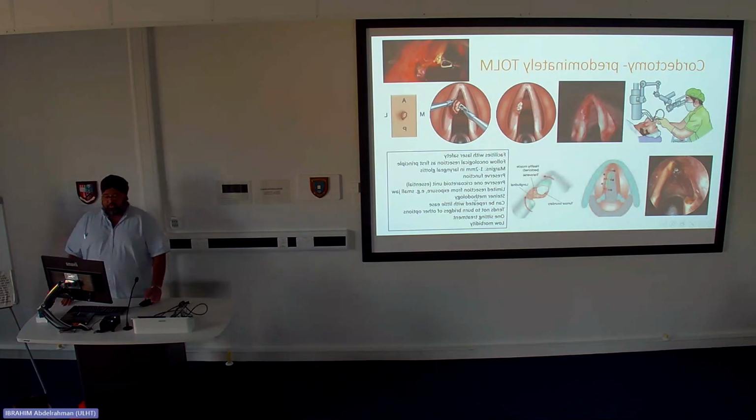Yeah. So, what do you need for all this to be? You need facilities with laser safety. You need to follow your oncological resection firstly. Aim for a couple of millimetre margin. Preserve function. You must preserve one cricoarytenoid joint. You want to be wary of difficulty of access. We spoke about thyromental distance, recessive jaws, big teeth. Steiner methodology if you want.